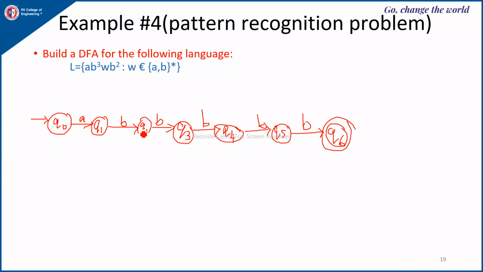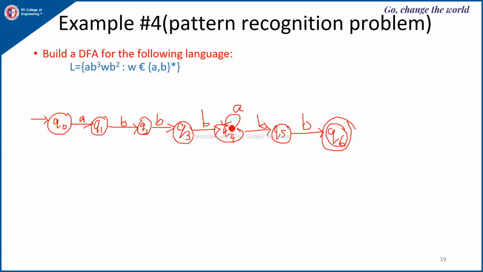Now in between, after the three B's, I can have any number of A's or B's. So if I have any number of A's or B's, I have to give a self loop here. But here the B transition is already there. So on A, I can give a self loop. Now on B, I already have transitions.